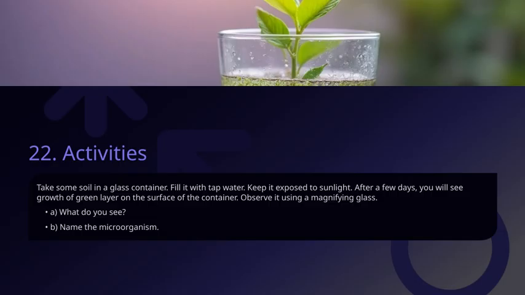What you're seeing is a growth of microorganisms, specifically algae, which thrive in sunlight and moist environments. When you observe this layer closely with a magnifying glass, you can see tiny green structures moving or floating. So the key point here is that soil contains microorganisms like algae, which can grow under the right conditions, like sunlight and water. This activity helps us understand the presence and role of microorganisms in our environment. It also illustrates how these tiny life forms can be observed directly, connecting to the larger theme of microbial diversity and their importance in nature.